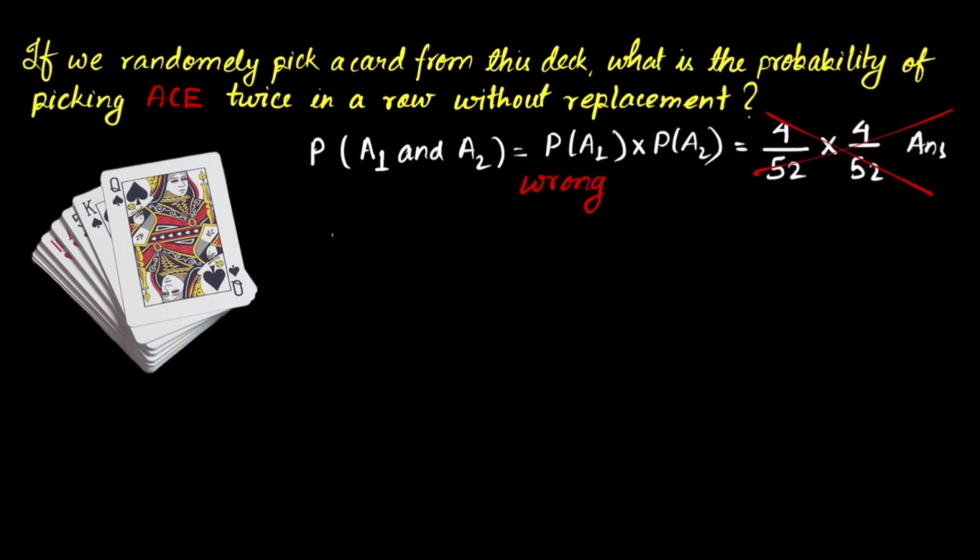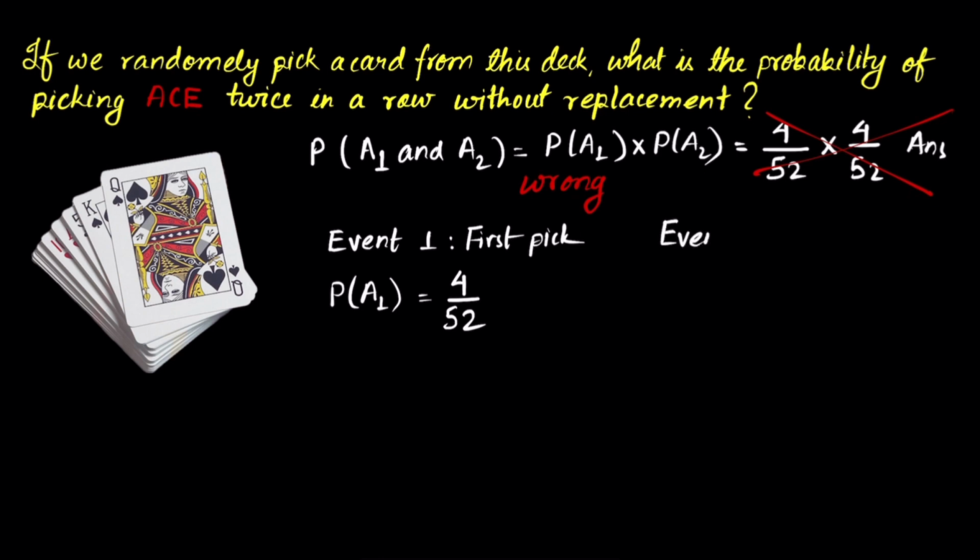This is what I mean. See, let's separate the question into events. In event 1, you had your first pick. In the first pick, the probability of getting the first ace card is equal to, so there's a total of 52 cards in the deck and there are altogether 4 ace cards. So the probability of picking an ace in the first pick is equal to 4 by 52. Now let's look at event 2. That is, right after picking the first card, you pick the second card. So in the second pick, the probability of picking an ace card is not equal to 4 by 52.